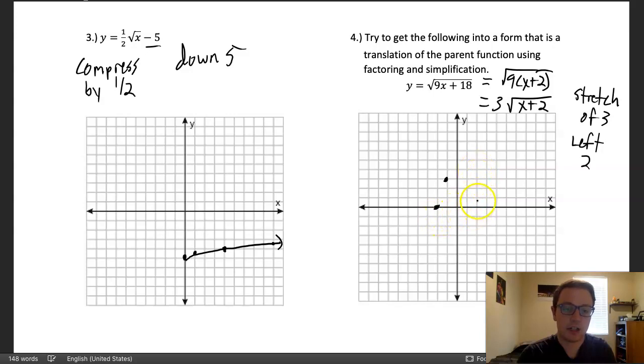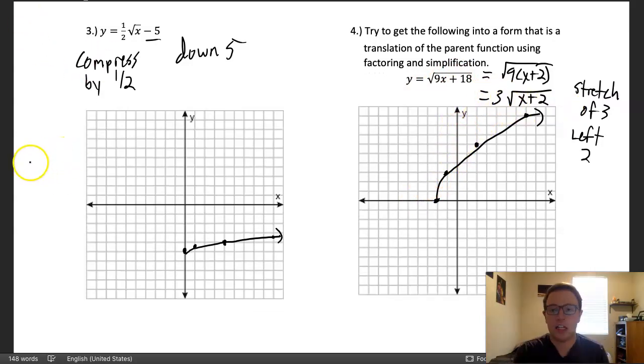1, 2, 3, 4, up 3, 4, 5, 6. We'd go over 9 and up 3, but we're going to triple that. So we're going to go over 9 and up 9. 1, 2, 3, 4, 5, 6, 7, 8, 9. Up 1, 2, 3, 4, 5, 6, 7, 8, 9. And there is our graph of the square root of 9x plus 18, or 3 square root of x plus 2. And that is the basics of square roots.